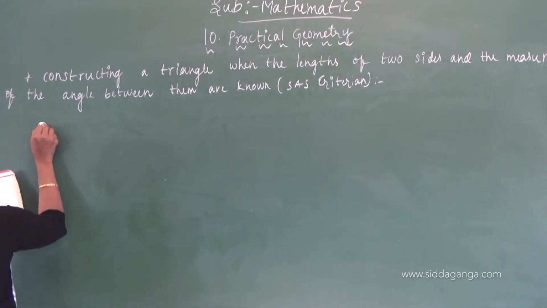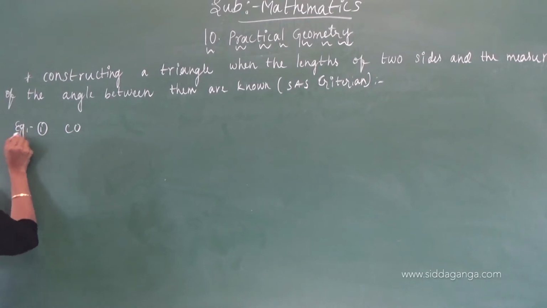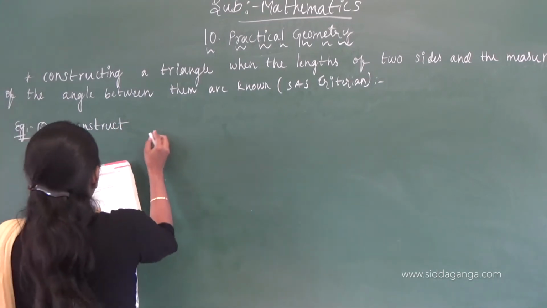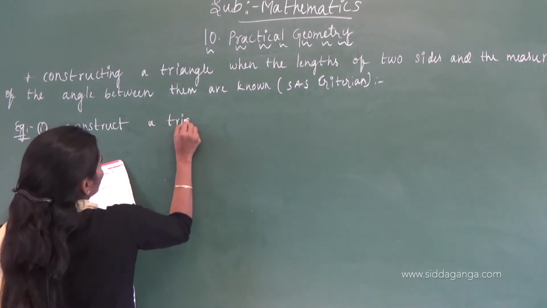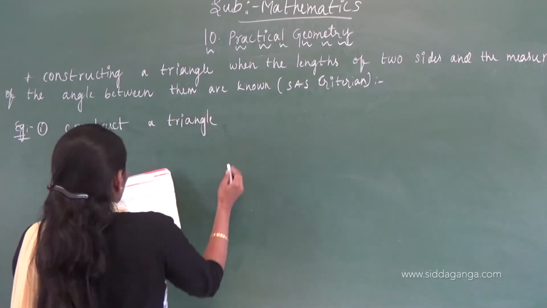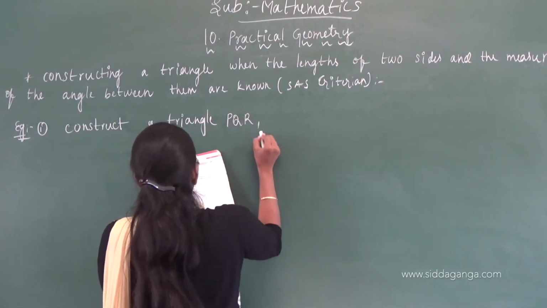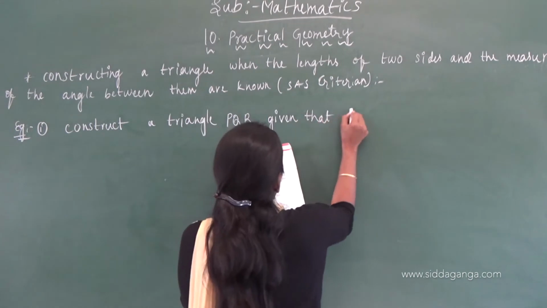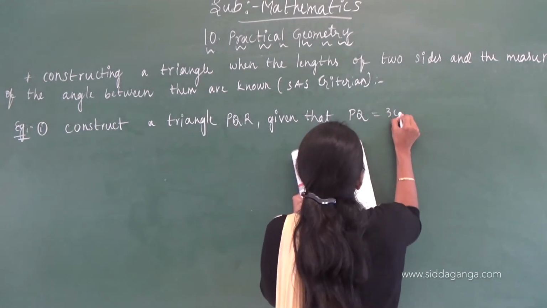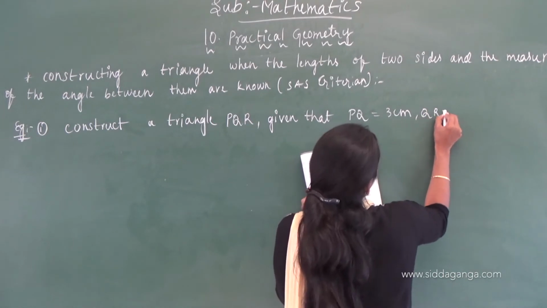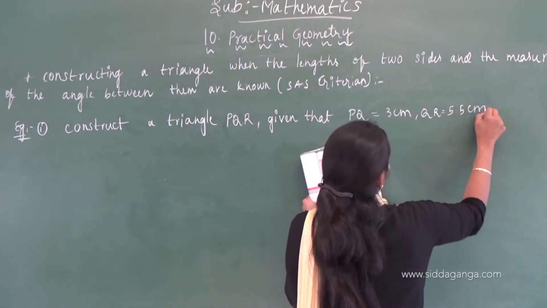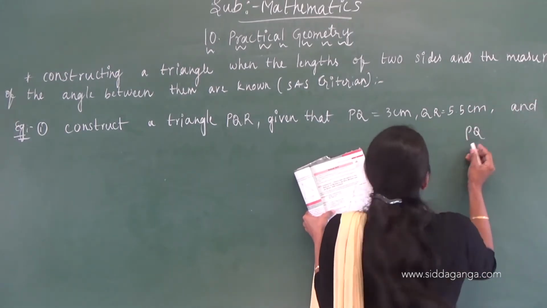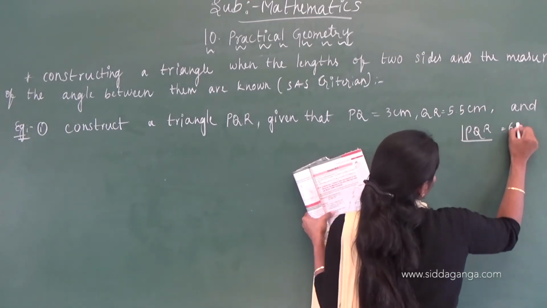Example: construct a triangle PQR, given that PQ equals 3 centimeters, QR equals 5.5 centimeters, and angle PQR equals 60 degrees.